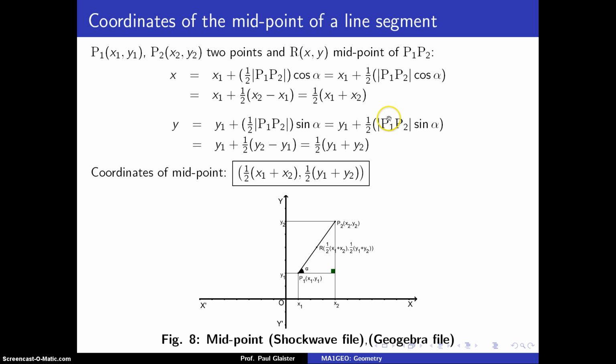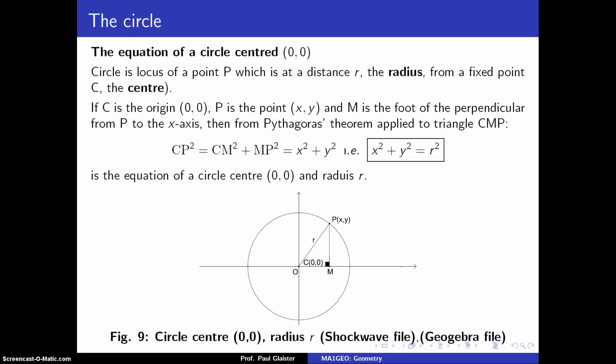If you want to check the details of where that comes from, you can read the top of this slide, but you don't need to know that. All you need to know is this formula in the box. So the coordinates of the midpoint of any line segment is the arithmetic mean of the x coordinates of the endpoints, comma, the arithmetic mean of the y coordinates of the endpoints. Now we move on to something slightly more interesting than the straight line, which is the circle.